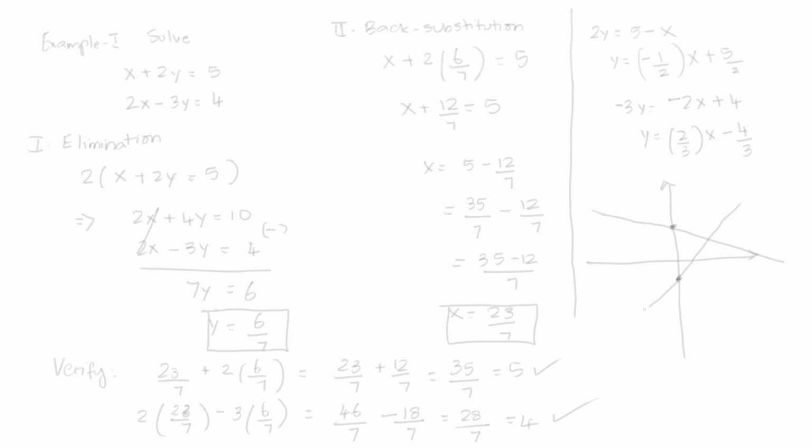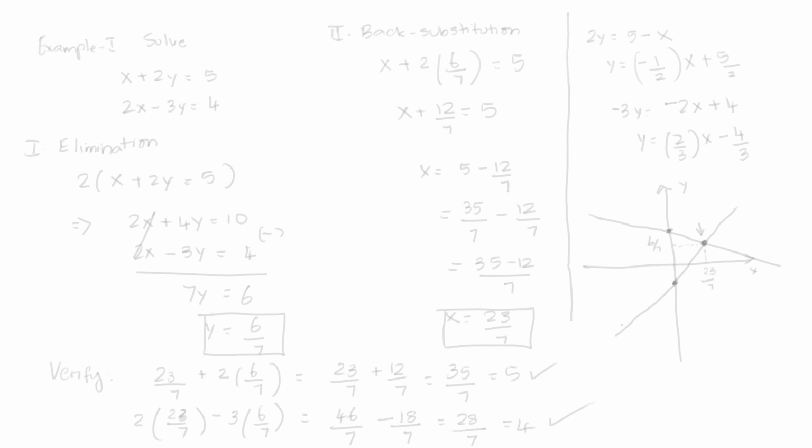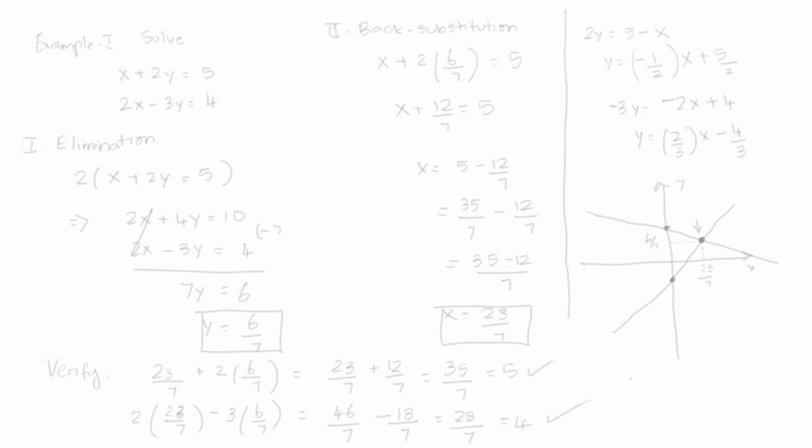So the solution we found is nothing but the point of intersection, that point, and that should equal 23 over 7 on the x-axis and 6 over 7 on the y-axis. So by all means, when you find a solution to a linear system, you are finding the point of intersection of the system, of the two lines. And the system is consistent because we have a unique solution.